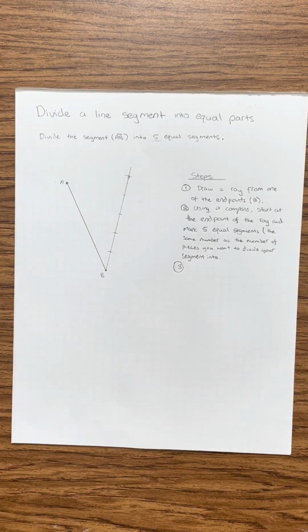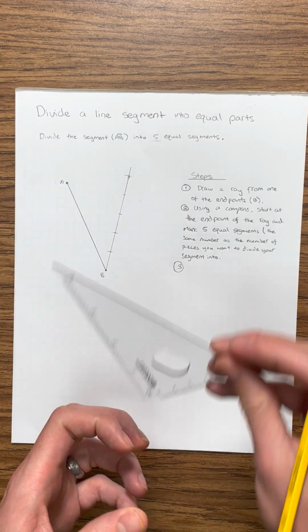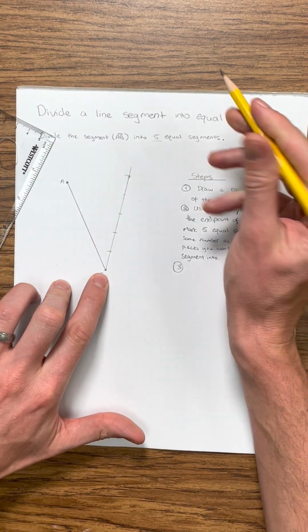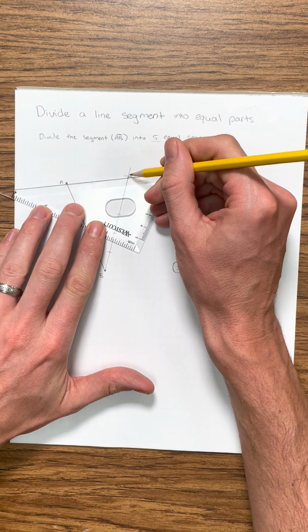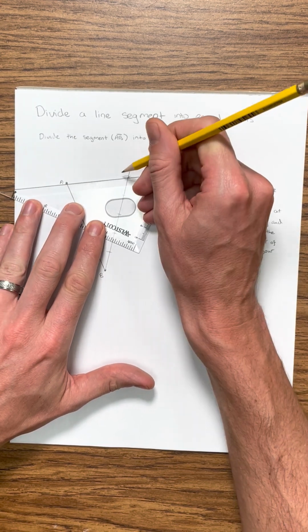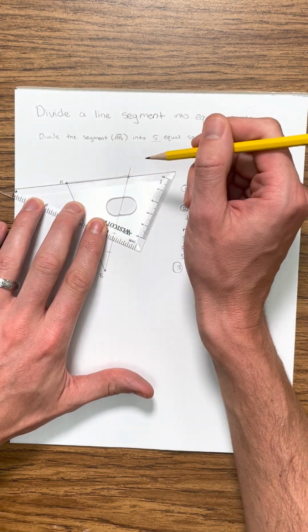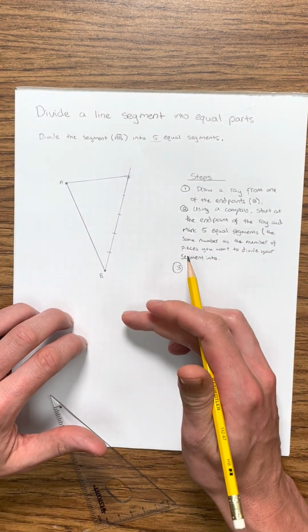Step 3, we're going to connect the last marking, so the one furthest away from the endpoint. We're going to connect that to the other endpoint of the segment. So in our case, A. And this creates a triangle.